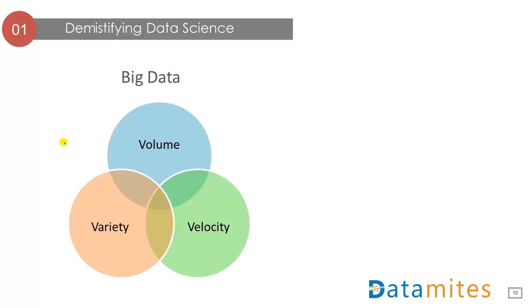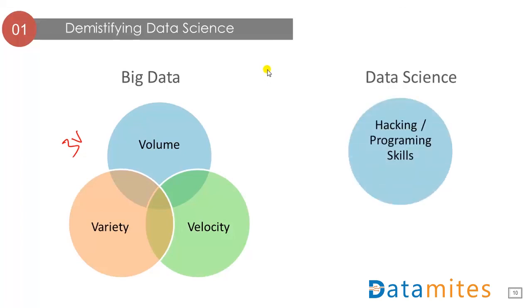This is a big data Venn diagram. It deals with 3 V's, whereas data science has a different thing. Data science requires hacking or programming skills to bring data from different sources. That's the foremost thing. Data science starts from where you get the data, and the quality, right data for your analysis. That requires what we call hacking skills.